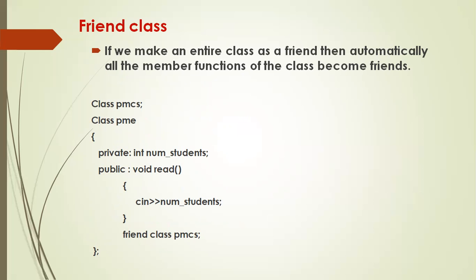To illustrate, here I'm using two different classes. First we are defining the class called PME, but within that class I'm accessing the class called PMCS. That's the reason I mention class PMCS at the beginning as a forward reference. Then class PME: private, int num student, number of students, that's an integer type. Then you write the first function, read. The purpose of the read function is to input the value for num student. Then within that class, instead of mentioning a friend function, we are mentioning a friend class: friend class PMCS. So PME is the class, and within that one, I declare a friend class called PMCS.